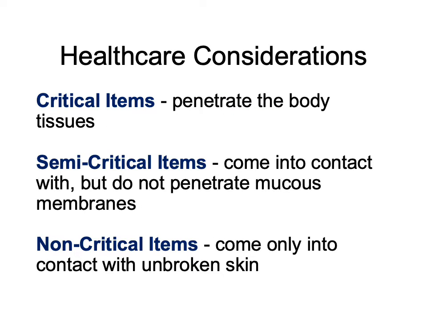This chapter on the control of microbial growth has a lot of definitions that you need to understand. So let's talk about a few items and what that means to microbial growth and also to be considered for the control of microbial growth. Critical items penetrate the body tissues, like a hypodermic needle, something that pierces the skin and can penetrate the tissues. A scalpel, something that will make a portal of entry, is a critical item.